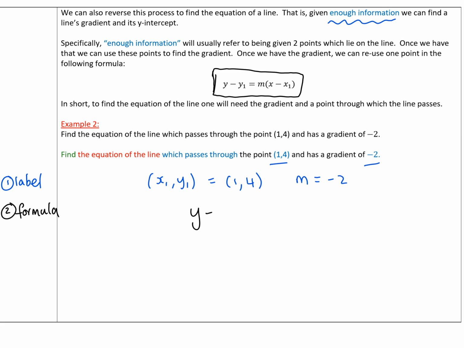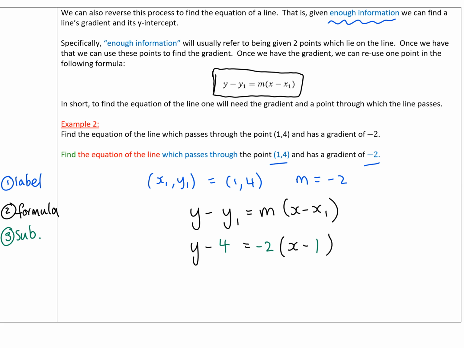The formula in this case is y minus y1 equals m outside of x minus x1. You may have guessed at this point that all we need to do is substitute in the values we have. So step 3 is to substitute. My y1 in this case is going to be 4 and my x1 is going to be 1. My gradient is -2. So when we put that into our equation, it looks like this: y minus 4 equals -2 outside of (x minus 1).